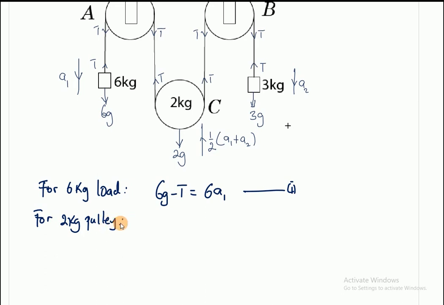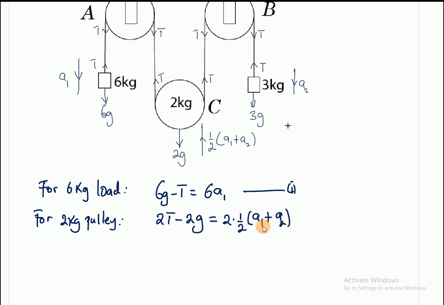For the 2 kilogram pulley, the pulley is moving upwards, so the tension is this T plus that T, that is 2T upwards. So you have 2T minus the weight of the pulley acting downwards is equal to, it is supposed to be MA. And what is the mass? The mass is 2. What is the acceleration? It is a half of A1 plus A2.